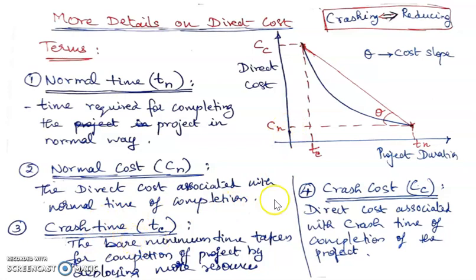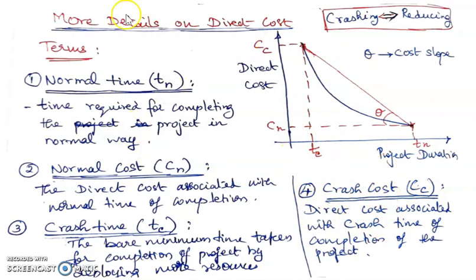Now, what is crash time? Crash time is the bare minimum time taken for completion of the project, which is this point. Bare minimum time is the minimum time. Beyond that, you don't have the minimum; you cannot bring this to zero. So it is the bare minimum time taken for completion of the project by deploying more resources. Therefore, the crash cost would be very high. By deploying maximum resources, the bare minimum time taken for completion is your crash time, and the associated cost is the crash direct cost.